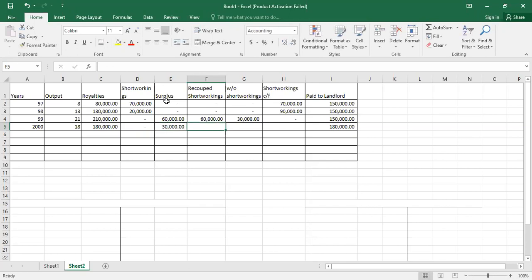Do you have recouped short workings? No. Whatever we had, the contract is over. It's like everything is now summarized. We just need to generalize, isn't it?